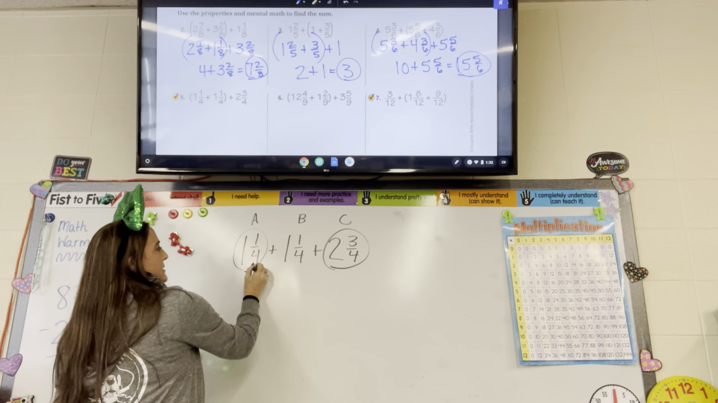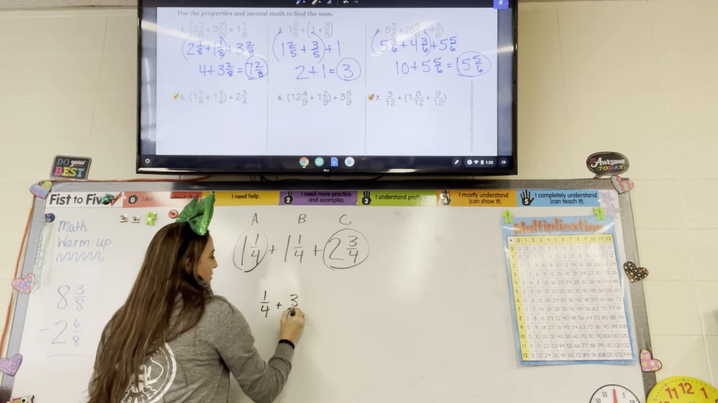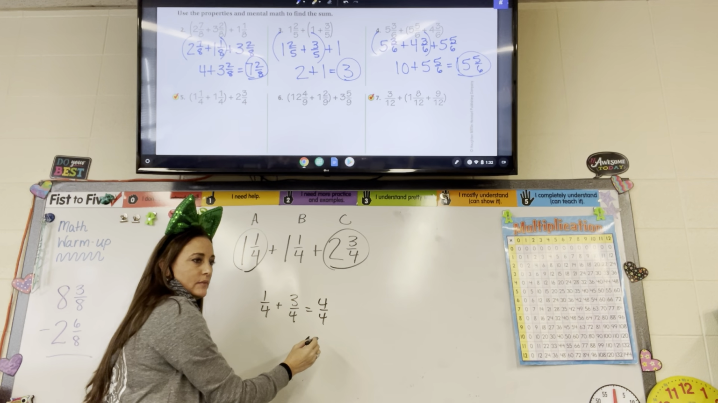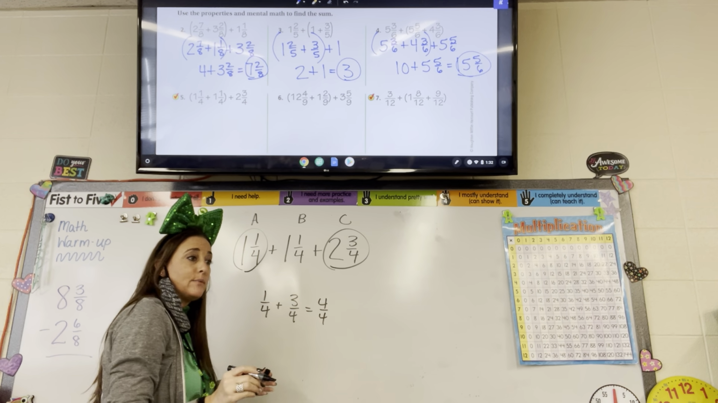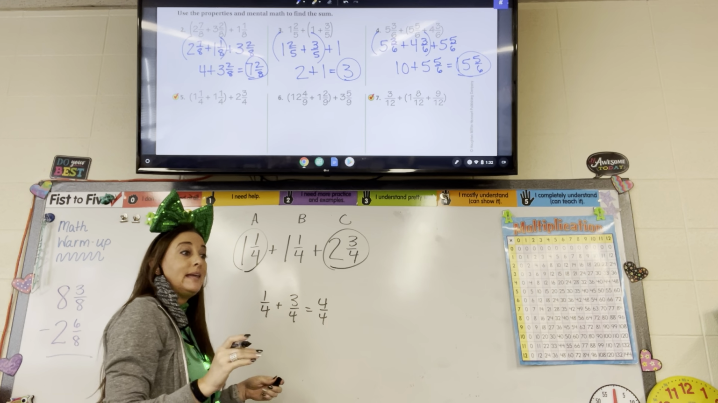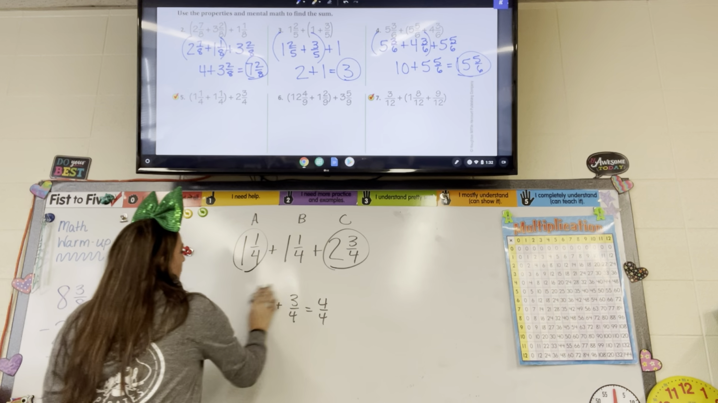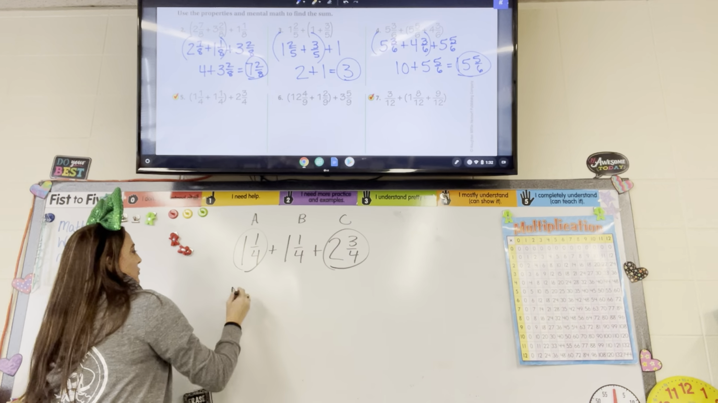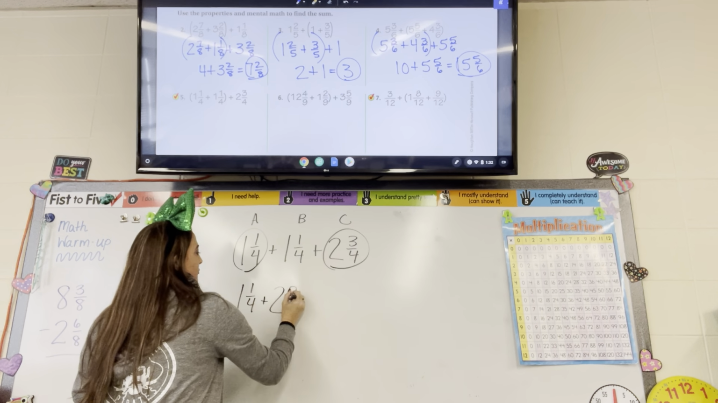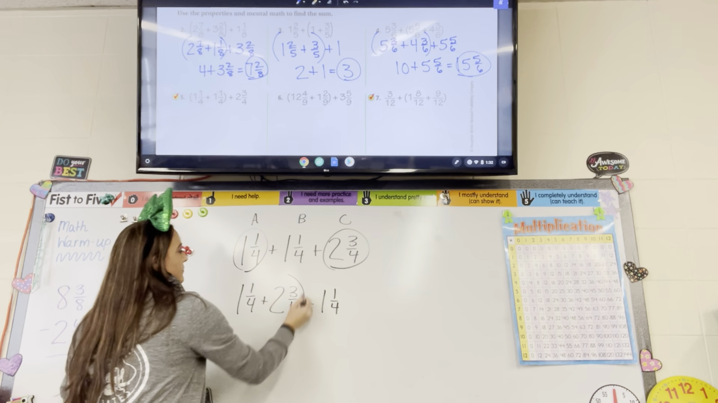So like Colin said, if we go 1/4 plus 3/4, that gives us 4/4, which is a whole. So we don't have to mess with fractions anymore. That's our goal, to eliminate as many of these fractions as we can. Okay, does that help? Okay, so we're gonna do 1 1/4 plus 2 3/4 plus another 1 1/4.